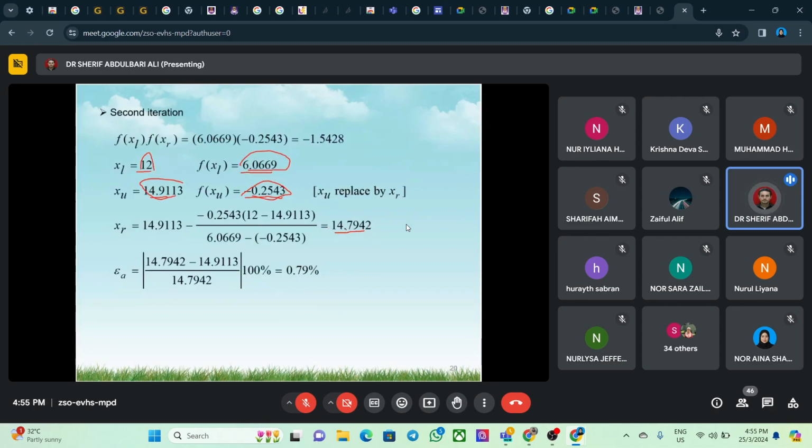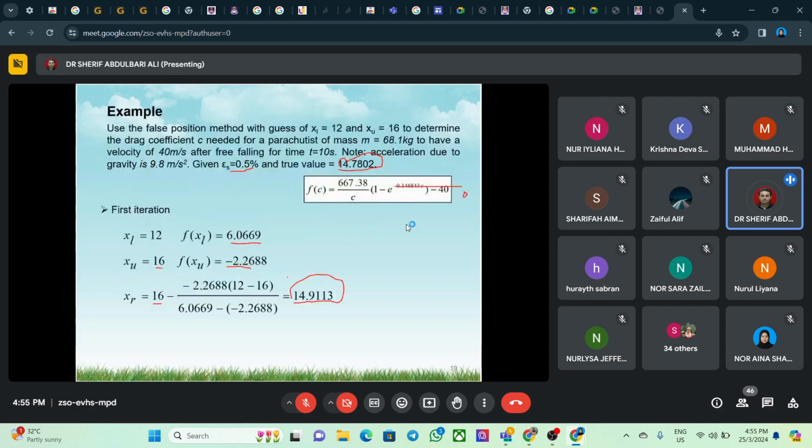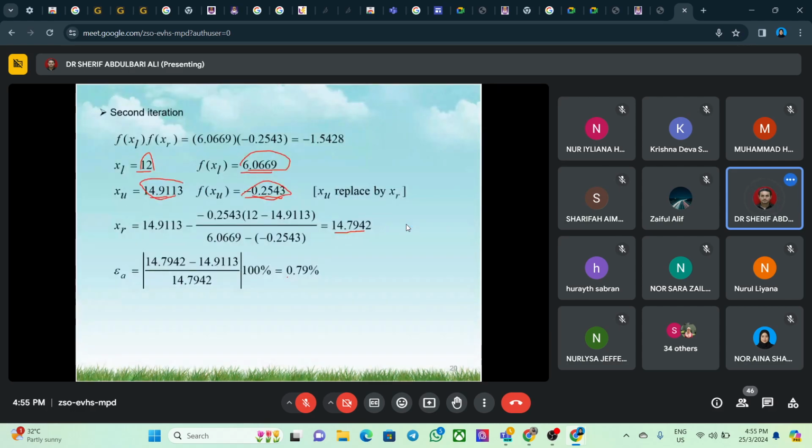So now you can calculate the error. A new value of xr, 14.79, minus the old one, which is 14.91, over the new one, the error is 0.79%. So this means one more iteration, and I think I'm going to achieve the answer. It's less than 0.5%. Okay, let's go now for the next iteration.